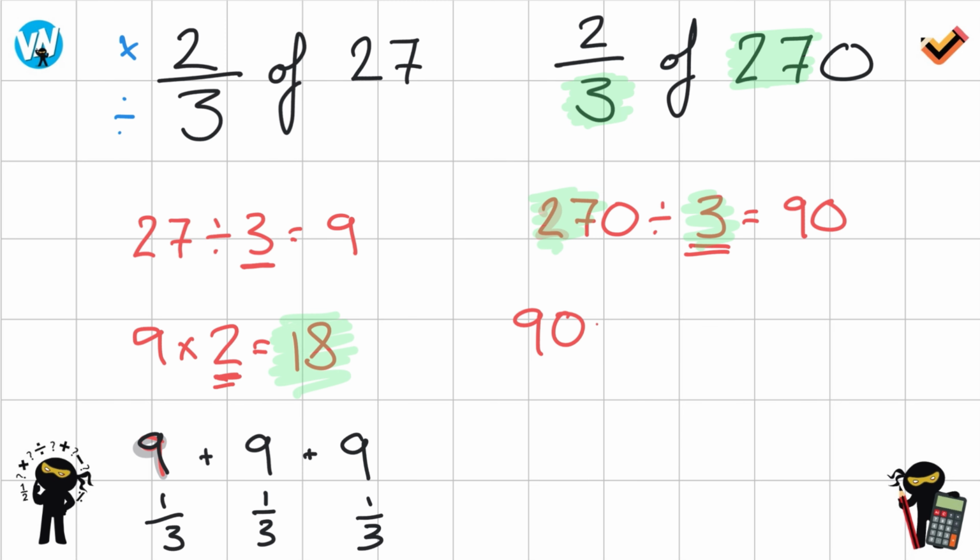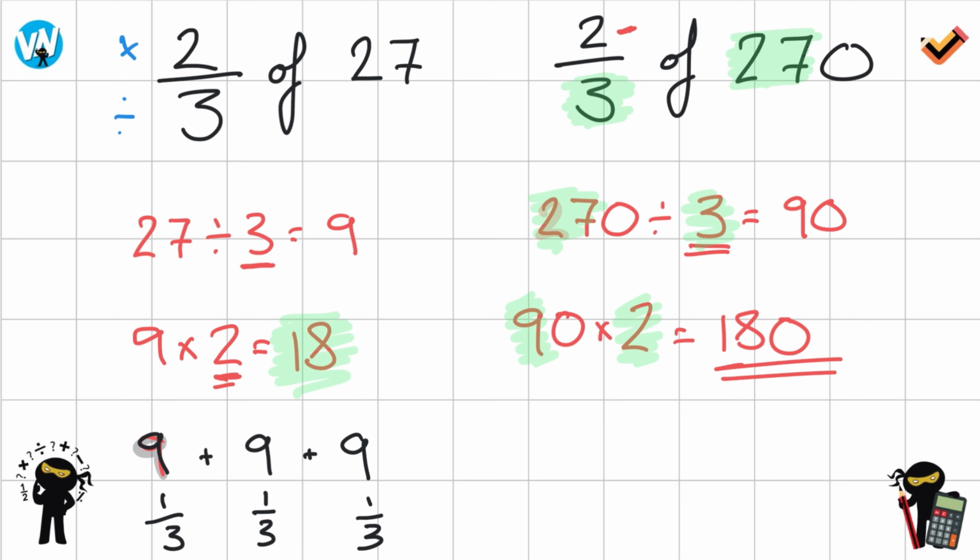And then we're going to do 90 times 2, because the numerator up here is 2. So again, I might not know what 90 times 2 is, but I know what 9 times 2 is. 9 times 2 is 18. So 90 times 2 is going to be 180. So that's me really going through the nitty-gritty of it. But ultimately, the strategy here is divide by the bottom, times by the top. So divide by the denominator, times by the numerator, and that will get you your answer.